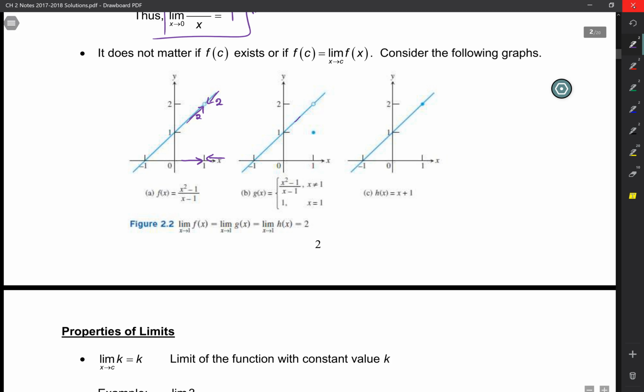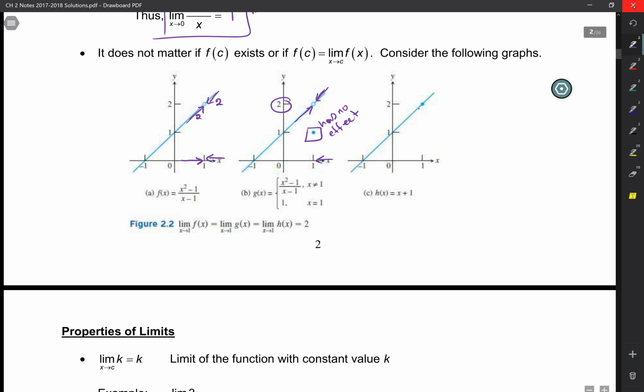Here, take a look at this one. As I'm approaching 1 from the left side, the y value is approaching 2. As I'm approaching 1 from the right side, the y value is approaching 2. Did it ever get to 2? No. Now, there seems to be another part of the graph there, but it's irrelevant for the limit. We don't care. The limit here is 2. This has no effect on the limit.